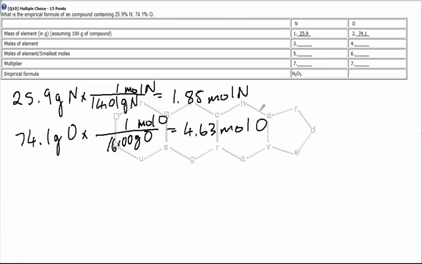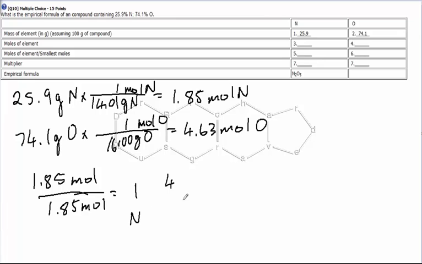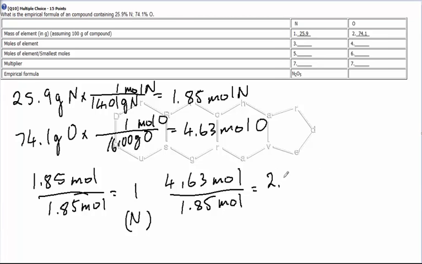The next thing we want to do is divide each of those through by the smallest one. So we know that for nitrogen it will be 1.85 moles divided by 1.85 moles. That's going to be 1, and that's for nitrogen. And for the oxygen it will be 4.63 moles divided by 1.85 moles. And that's going to come out to be 2.50.